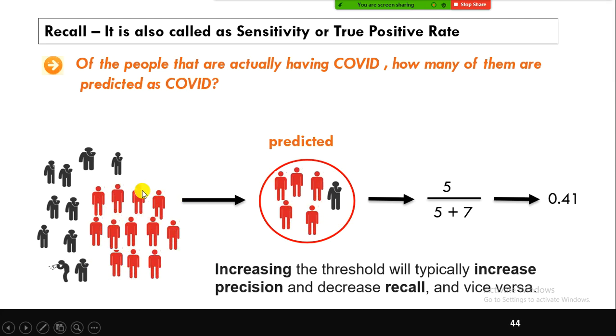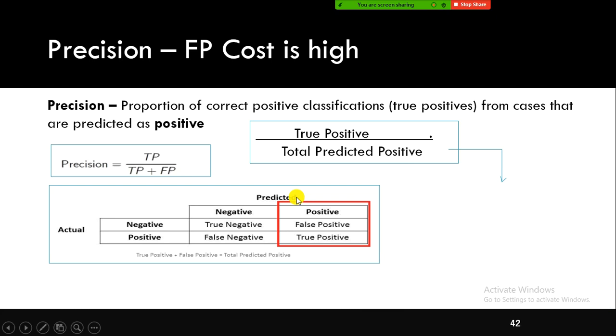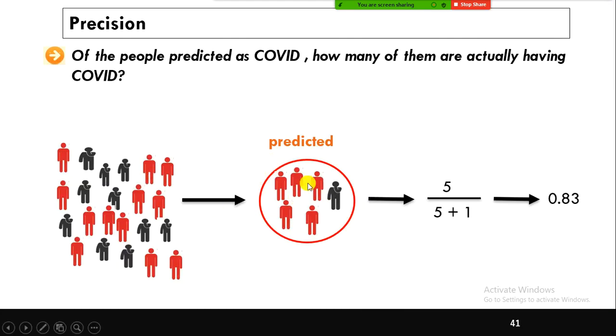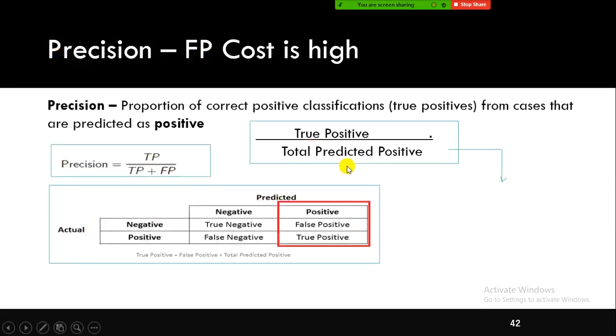Of this actual, how many of them were correctly predicted as COVID? In this case, my model should have picked up all these red colored people here. 12 patients are supposed to be correctly predicted by my model. But my model was able to predict only 6 people as the predicted people. Out of 6, again, one misclassification happened.